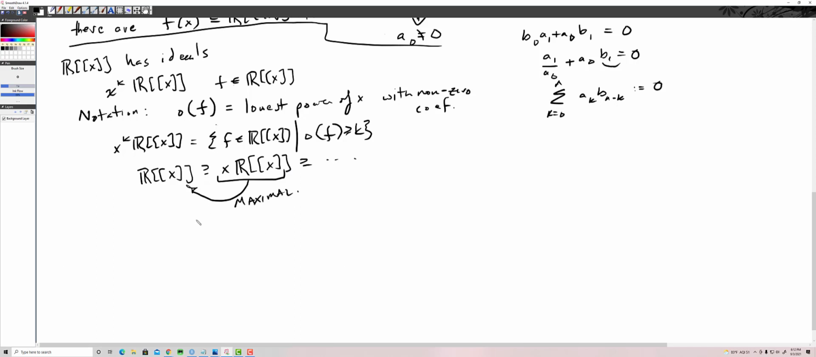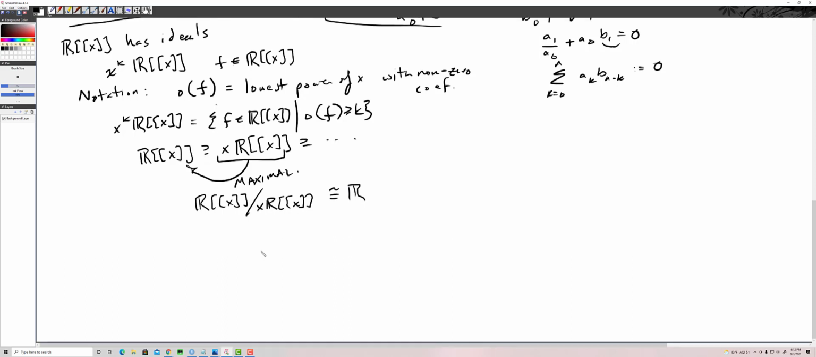You could actually prove that it's maximal very easily by just considering what the quotient of these two things is. That's all formal power series with everything power of x or higher sent to 0. That's just going to be your constant term. So you cover all your constants, that's r. Okay? And since this is a field, this is maximal. Since this is maximal, it's prime.